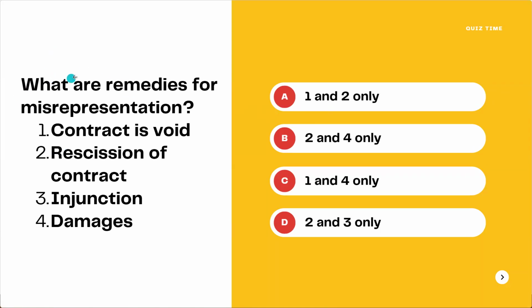First, we have a question about misrepresentation, and the question is simply about the remedies for this kind of behavior, misrepresentation. There are four options here: the contract is void, rescission of contract, injunction, and damages. The right combination here is 2 and 4, rescission and damages.